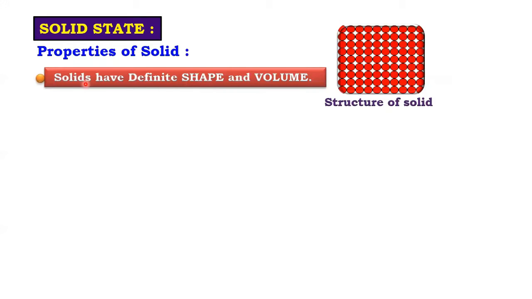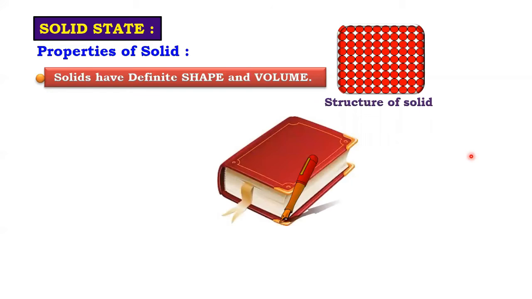Moving on. Now, what are the properties of solids? Solids have definite shape and volume. Most solids have definite shape as well as definite volume. Once a solid is given a particular shape, it will not change its shape until and unless an external force is applied to it. So the first property of a solid is that solids have definite shape as well as volume.